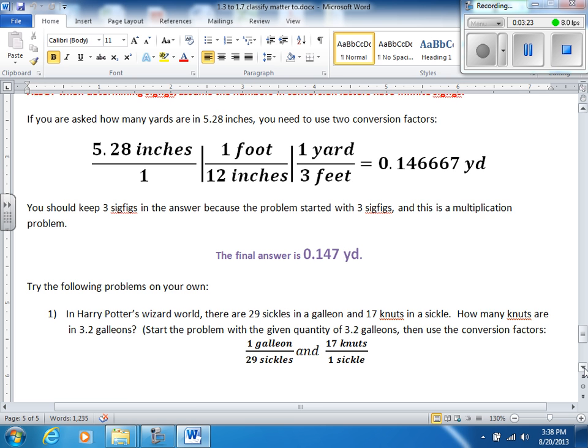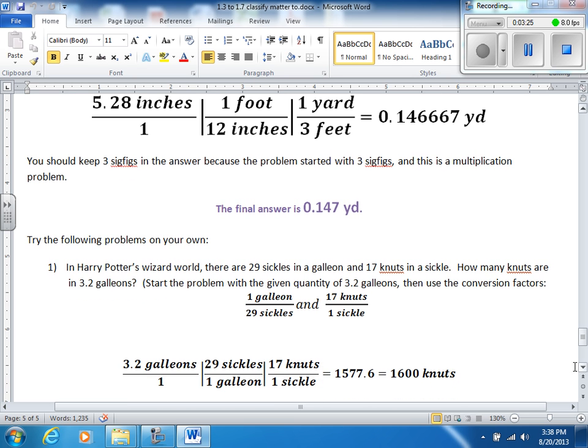We need these two conversion factors. So we had 3.2 galleons, and we need to cancel the galleons. So galleons go on the bottom, and we can convert galleons to sickles right here. So galleons go to sickles, and we had 29 sickles in 1 galleon. And now we need to cancel out the sickles because we're trying to get to newts. We know 17 newts equals 1 sickle, so sickles go on the bottom in order to cancel them out. And there's 1 sickle in 17 newts, right? So I just multiplied by 1. That's all I'm doing, nothing fancy.